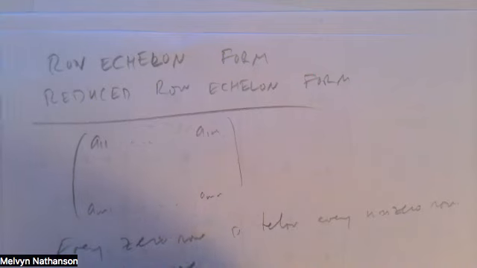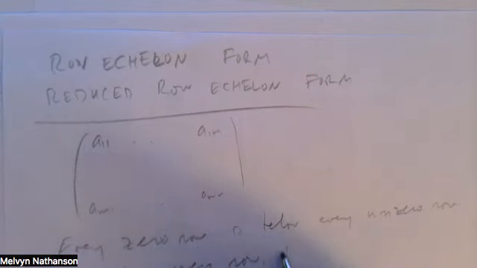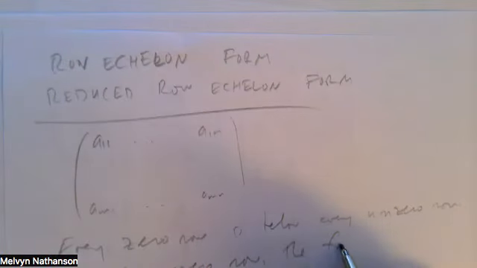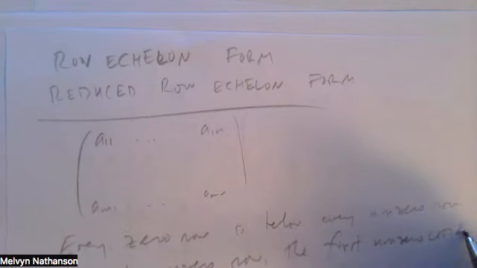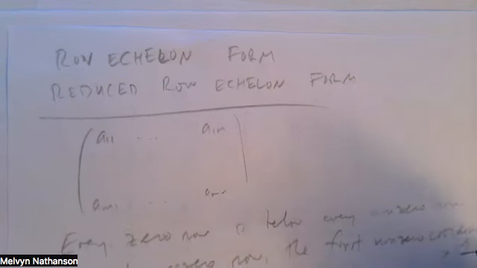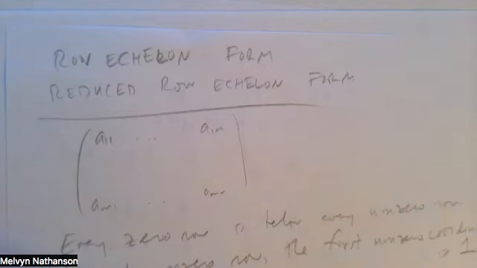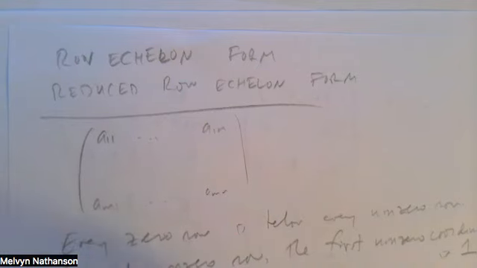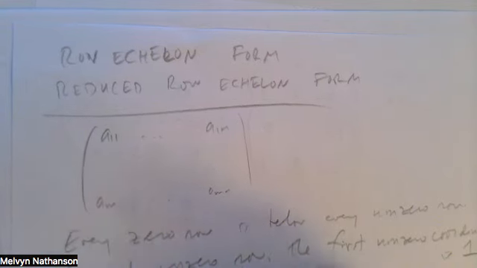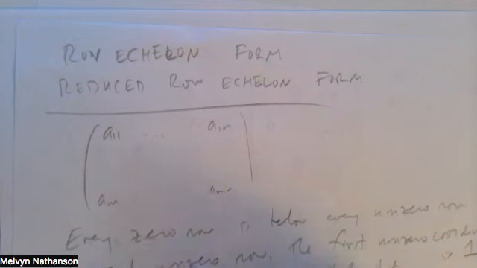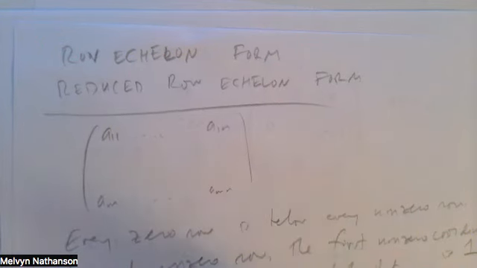Second, in each non-zero row, as you go from left to right, the first non-zero coordinate is a 1. And in every other row, above and below that 1 is a 0.